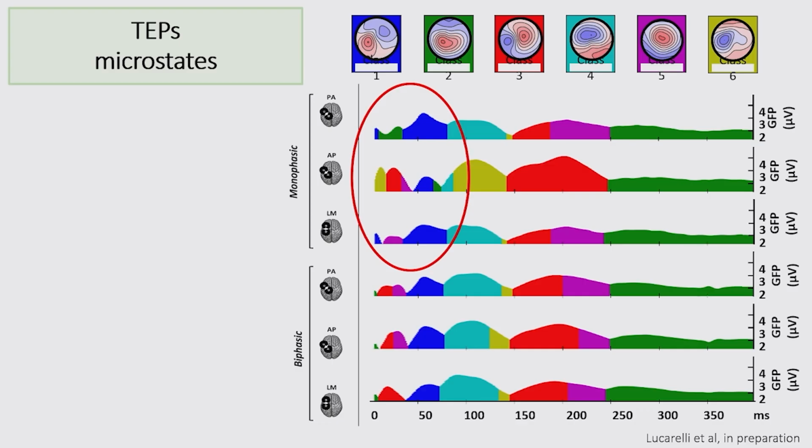So we calculated the microstates to test how topographies of TEPs change over time across conditions, as topographies reflect the activation of cortical sources. So as you can see in the slides, the sequence of microstates for biphasic stimulation is very similar across conditions, so it doesn't matter which current direction we are using. But if we look at the monophasic stimulation, the sequence of topographies in the early part of the response changes quite a lot across conditions, indicating different patterns of cortical activation.